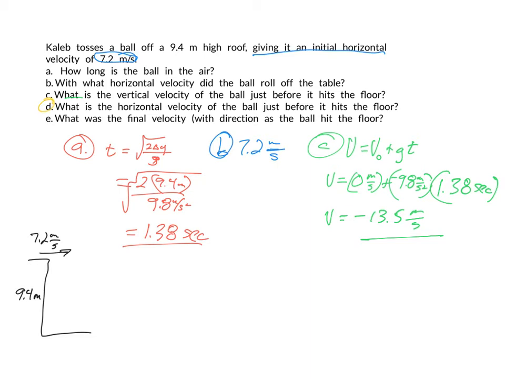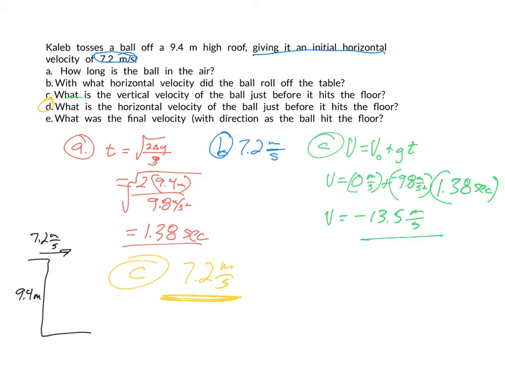What is the horizontal velocity of the ball just before it hits the floor? Trick question. It's still 7.2, not 7.25. Nothing ever changes that horizontal velocity. It's always going to be that.